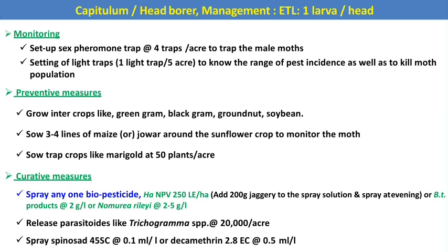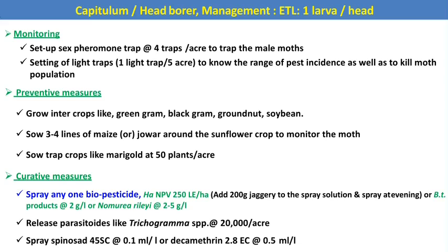For the management practices of the capitulum or head borer of the sunflower crop, for monitoring purpose, we can install the sex pheromone trap with the Helilure, then set up the light trap, then intercropping with green gram, black gram, groundnut, and soybeans, then sowing jowar or maize as a border crop around the sunflower field. Then here the marigold acts as a trap crop.